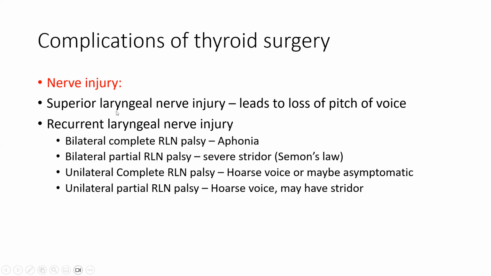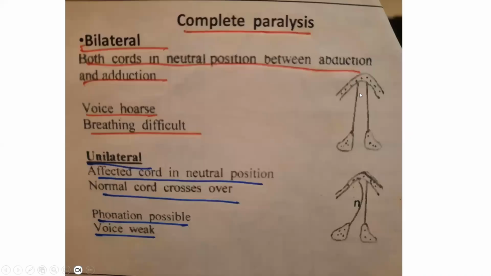Then recurrent laryngeal nerve injury. It can occur in many ways. It can be bilateral or unilateral, and again it can be complete or partial. If it's bilateral complete recurrent laryngeal nerve palsy, that means on both sides the nerve is completely injured. The patient can't move his or her vocal cords, so he won't be able to talk. That is known as aphonia. Just look at the diagrams.